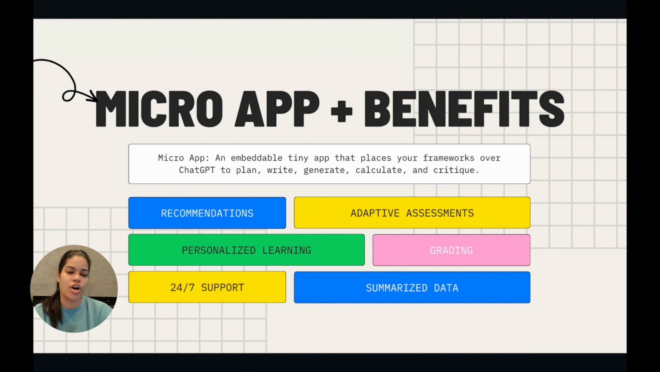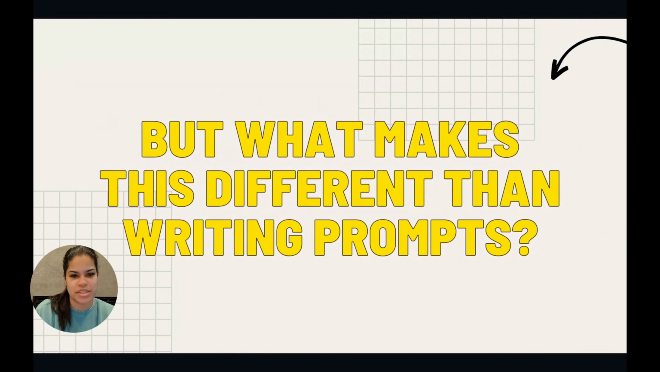There's grading involved. There's, again, 24/7 support. So these micro apps can be working for a lot of international students or people who are in different time zones than you. They don't have to wait for the coach to wake up and give them feedback. They literally just get immediate feedback from the micro apps. And again, also it can summarize some data for you. So those are the main benefits of micro apps.